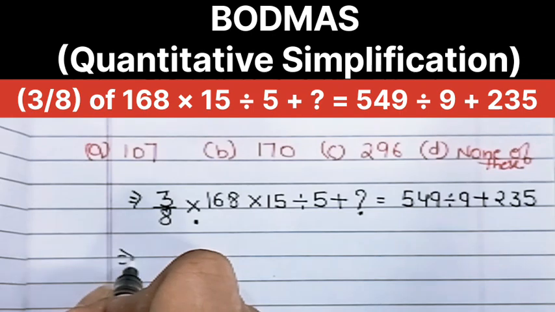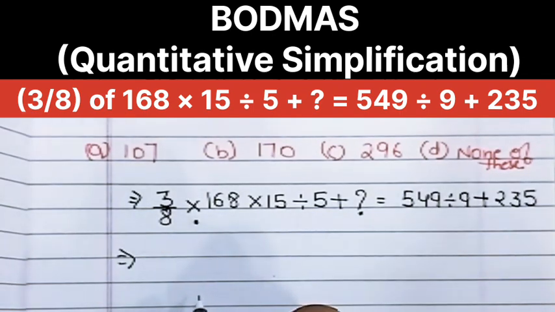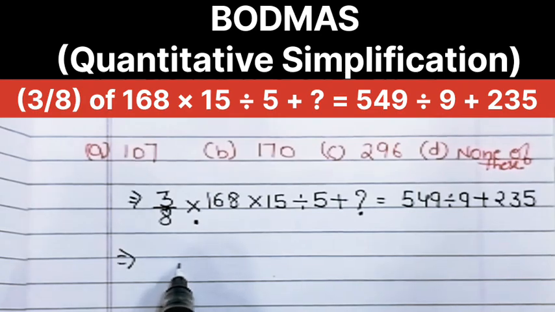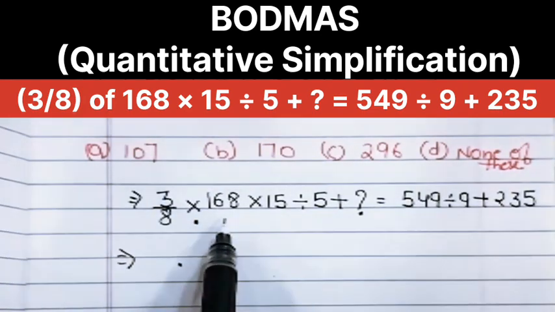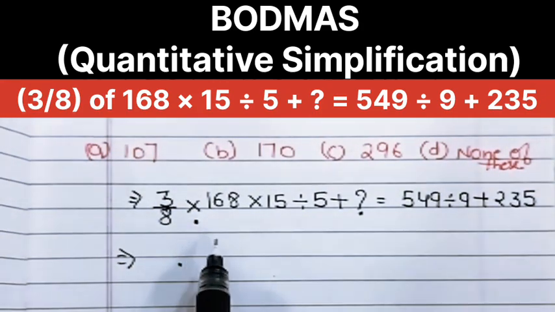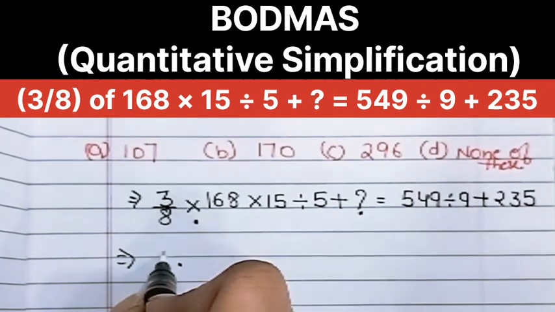Now, the first step, solve the left hand side first. So, left hand side and there is a right hand side. First we simplify the expression before the plus sign. So, there is a 3 upon 8 multiplied by 168. So, there is an of operation. In BODMAS, of is treated as multiplication and performed before division and multiplication.